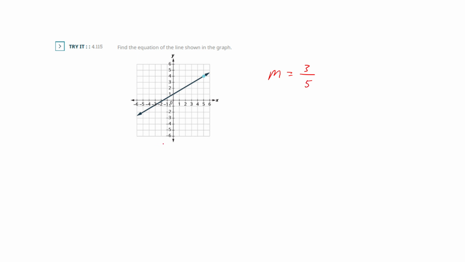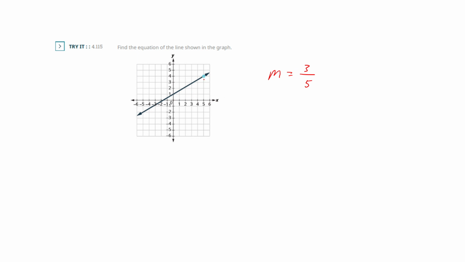Now I'm sure we talked about this previously, but remember, up is positive, right is positive. So I'm going up 3 to the right 5. So these are both positive numbers. Okay? Now I have my slope.